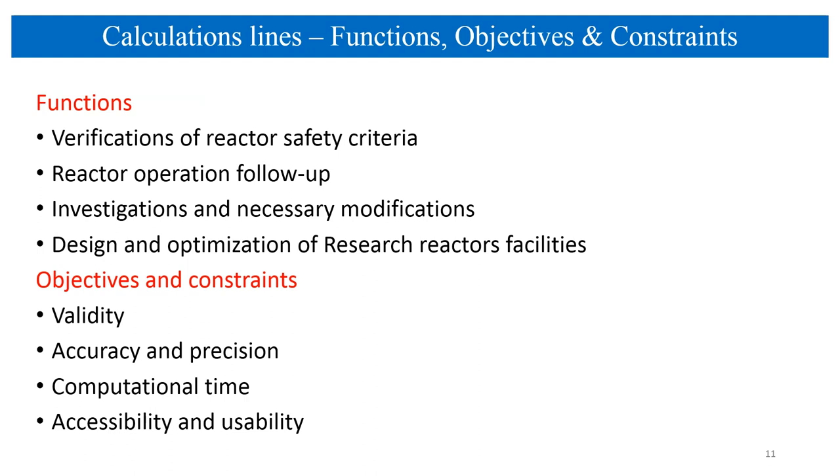Number one, verification of reactor safety criteria. First, we have to make sure that all the safety criteria of the reactor are verified for all the reactor cycles, the different fuel cycles. Also, sometimes we use it for reactor operation follow-up. This is the process to monitor the reactor core from the beginning of cycle to the end of cycle, and monitor all the safety parameters.